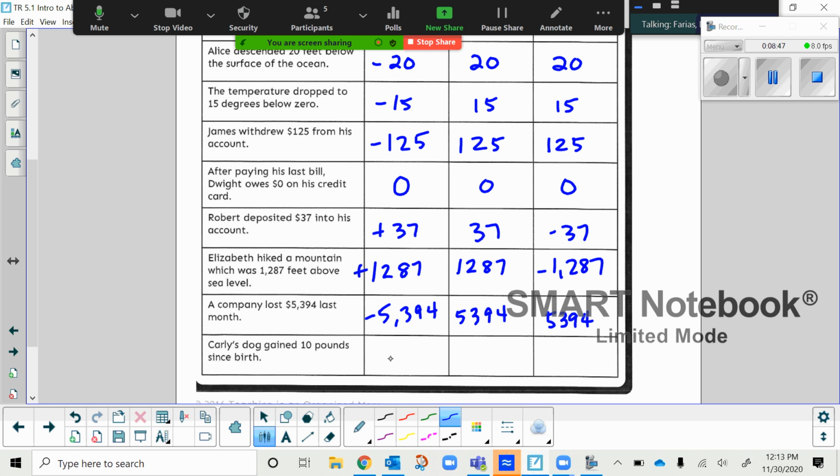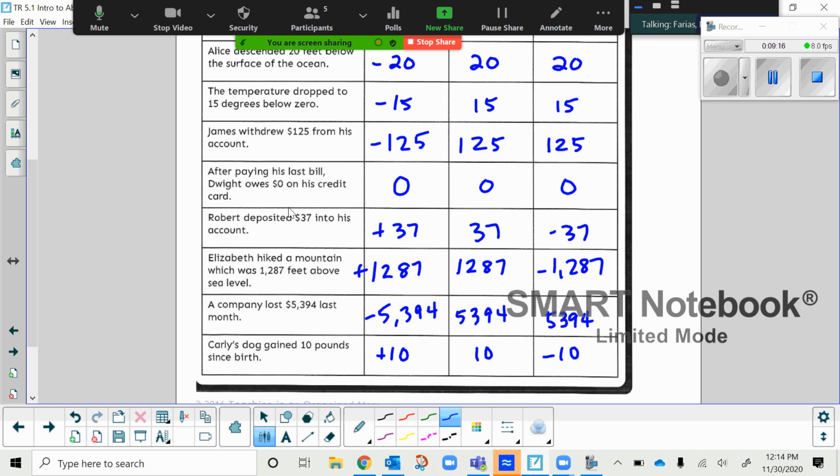And then this last one where Carly's dog gained 10 pounds since birth. I'm going to put just technically that the opposite of that is minus 10 pounds, but not since birth, right? We're not going to go down 10 pounds since birth, not generally, unless this dog was huge when it was born and is now super sick. It's not losing 10 pounds at birth, but technically that is the opposite.